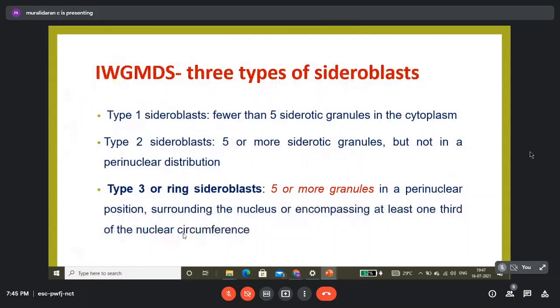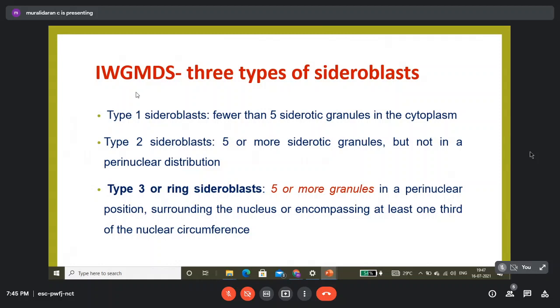So coming to the morphology of ring sideroblasts, there are three types described by the International Working Group. Type 1 has fewer than 5 siderotic granules in the cytoplasm. Type 2 has 5 or more, but not in a perinuclear location. The one with 5 or more siderotic granules in the perinuclear position, covering at least one-third of the nuclear circumference, is termed a ring sideroblast, or type 3 ring sideroblast.